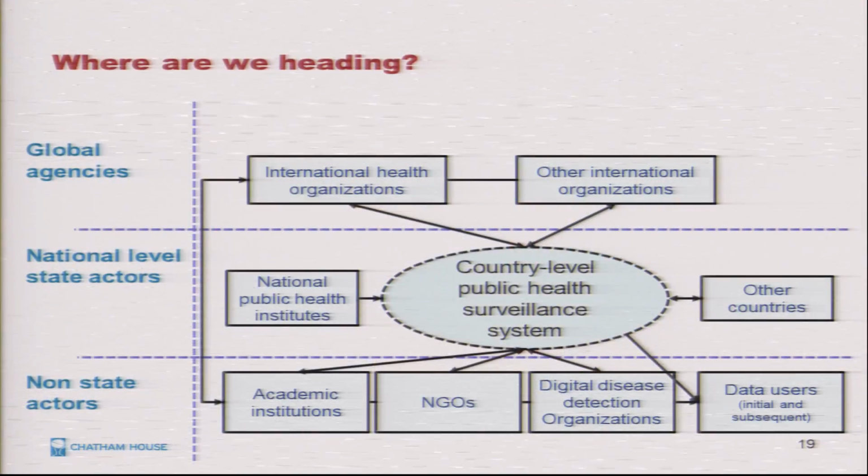So I think this is what the future of surveillance will look like, with country-level, government-owned public health surveillance still very much at the center of the system. And that's because the response and the mandate to protect the population remains with governments. What we will see, though, is at the bottom, digital disease detection organizations formally entering this landscape and directly feeding into the surveillance system in a much more systematic way than is currently the case.